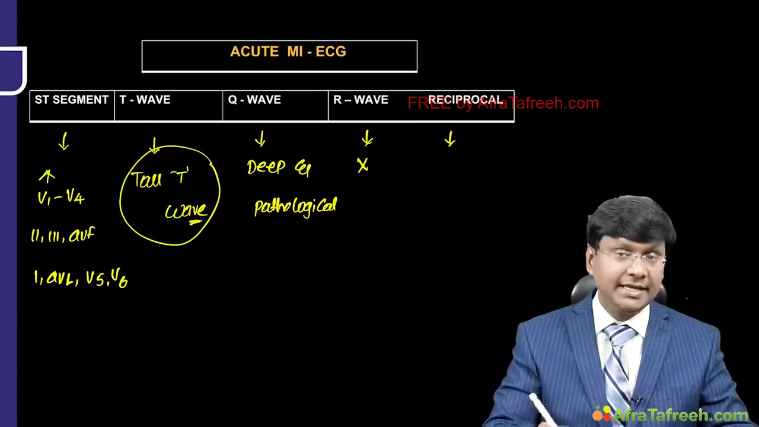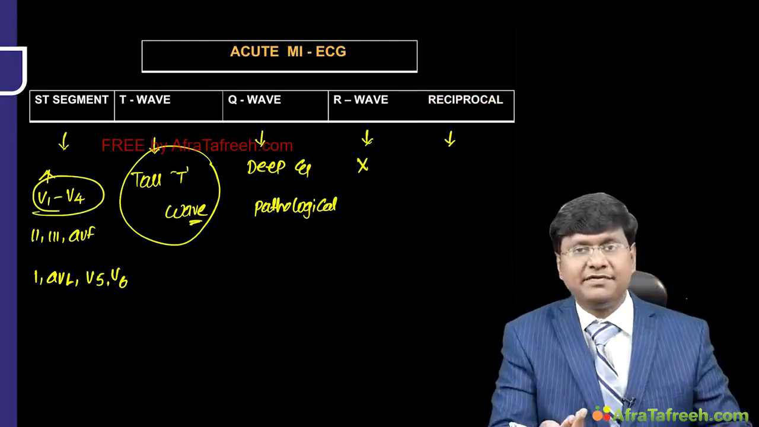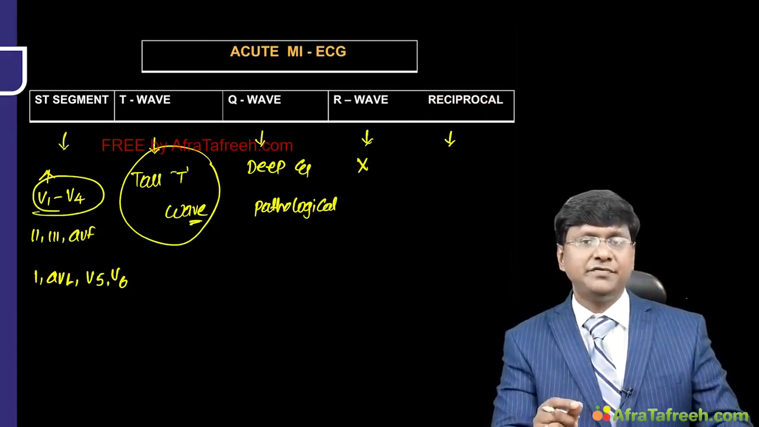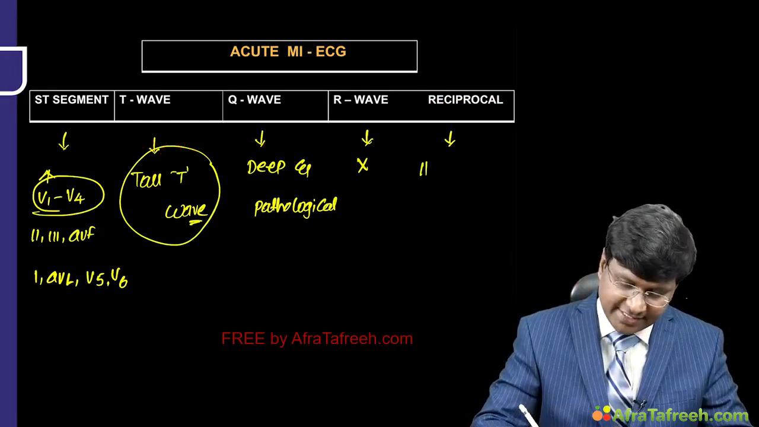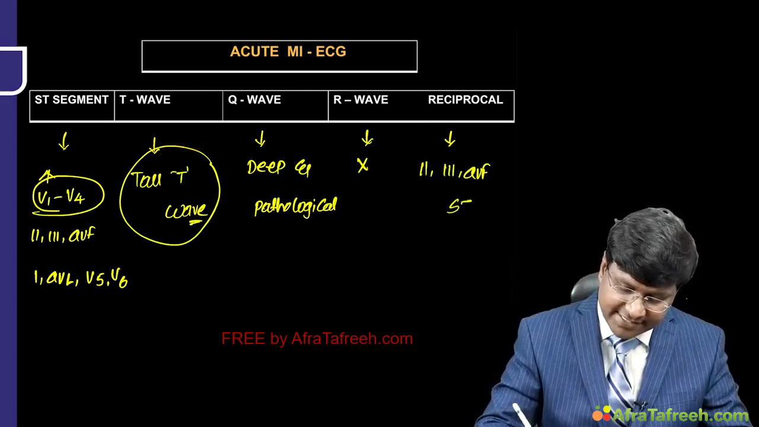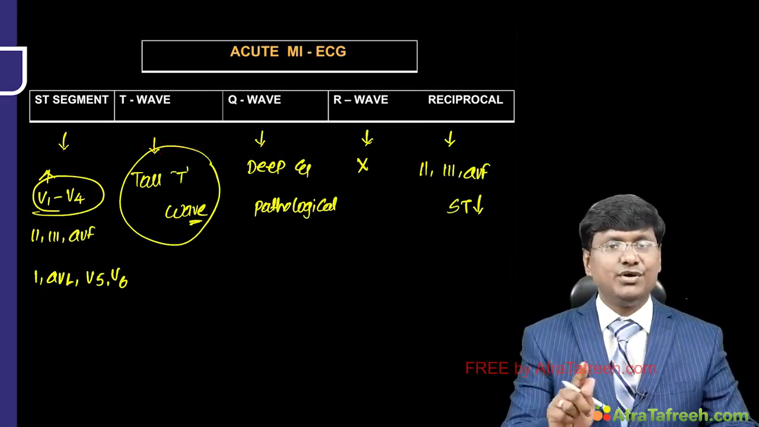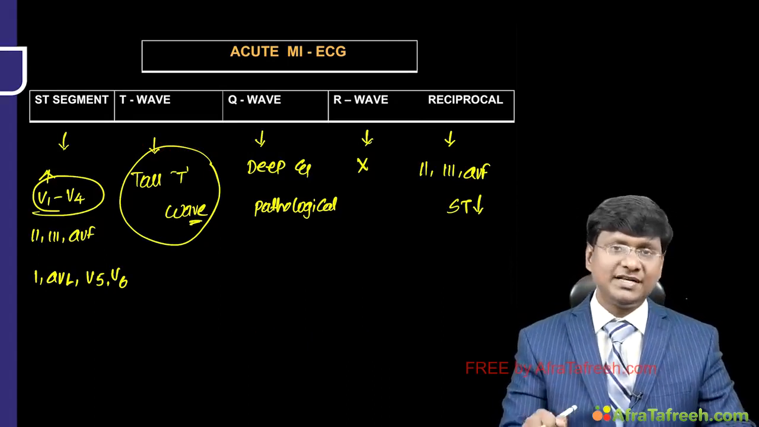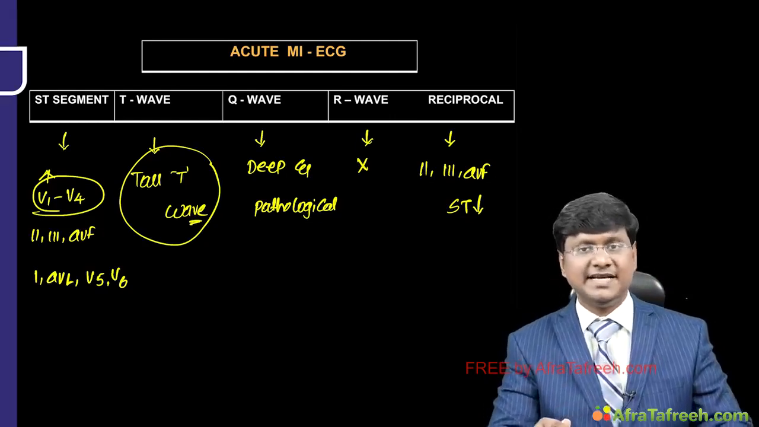And in the leads where you have MI, for example, if it is anteroseptal MI, in V1 to V4 you have ST segment elevation. But the reciprocal leads are the inferior leads. In reciprocal leads, you will notice that there is ST segment depression. But in acute pericarditis, you will not have these reciprocal changes. So in that way, you can differentiate the ECG of acute pericarditis from ST elevation MI.